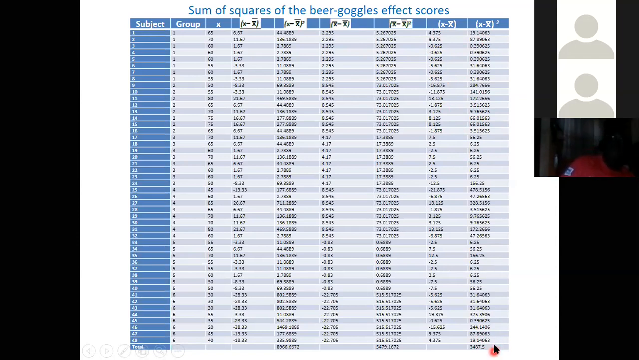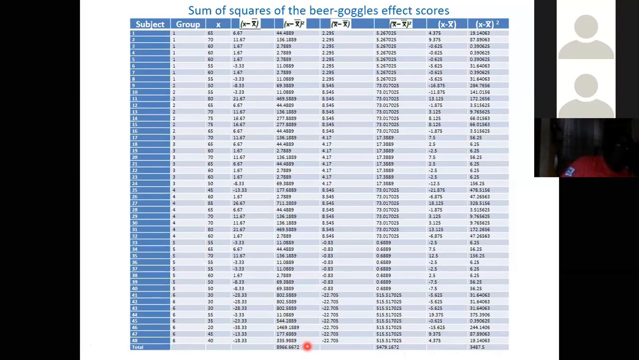So if you add 3,487.5 to 5,479.1672, it will give you the total sum of square, which is 8,966.6672.